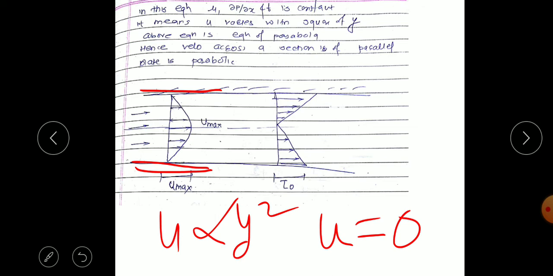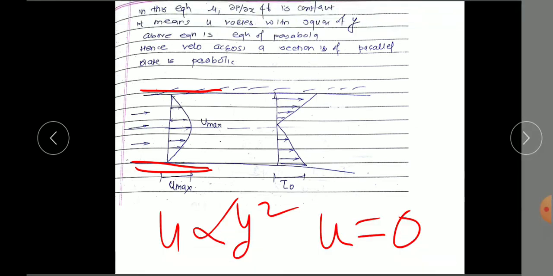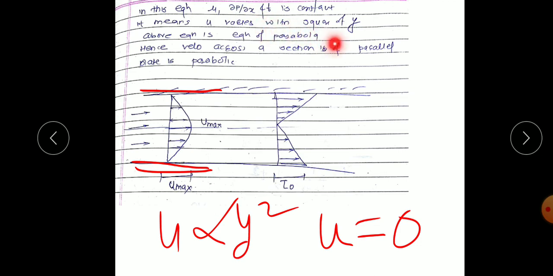In this we can consider that u varies with the square of y. So the above equation is the equation of a parabola. We can consider here that the maximum velocity will be at the center and the minimum velocity, nearer to the wall, will be 0. So this is how we get the velocity distribution formula for the flow through fixed parallel plates.